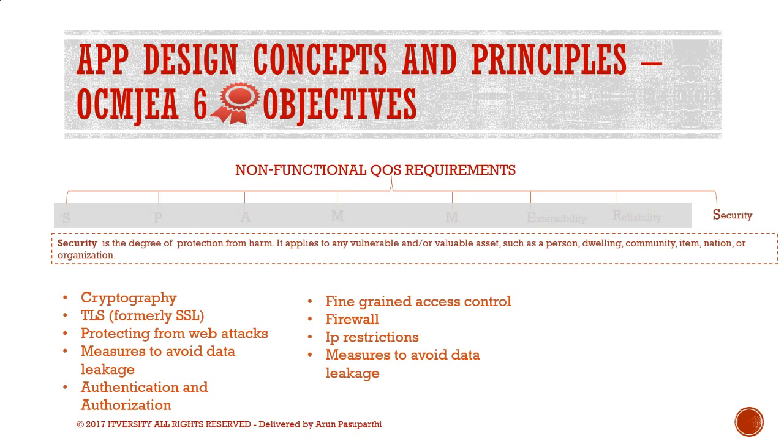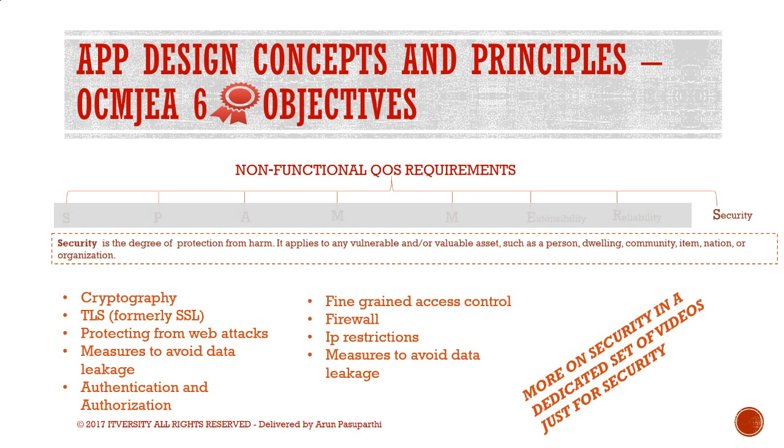Now these are again only a top few, but as I mentioned in the performance topic, you will be given a question with 4 or 5 answers, and the question might be, can you identify a wrong method of enhancing security? And you should just pick the odd man out, and then remove that from the list. Okay, more on security in the dedicated set of videos just for security.